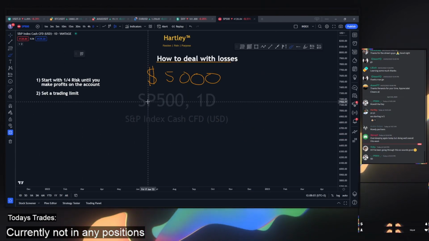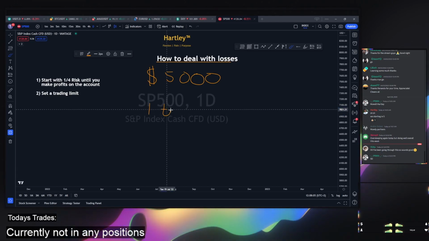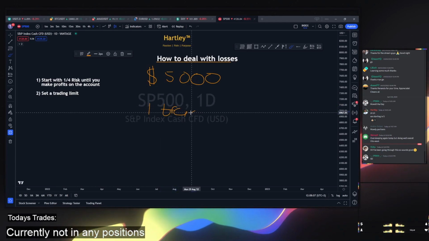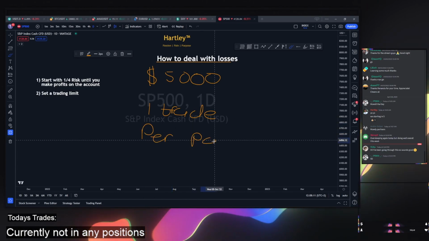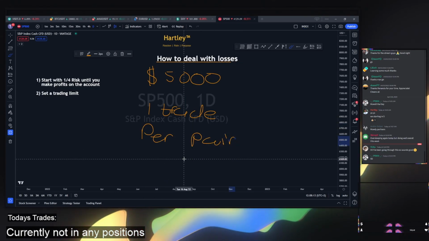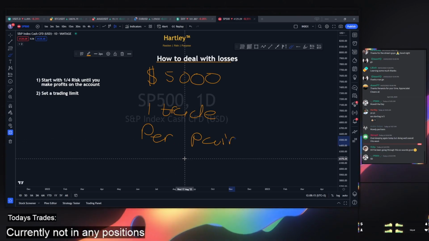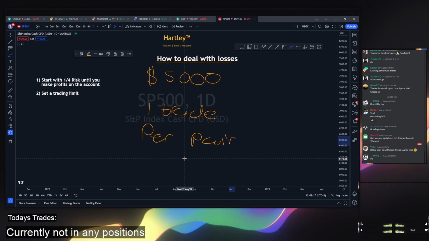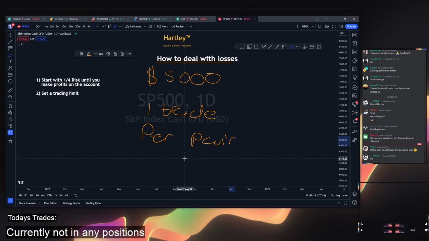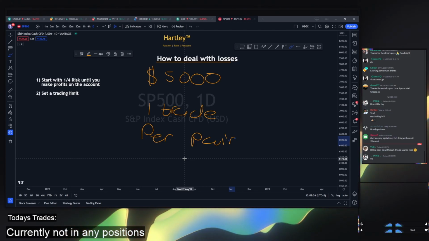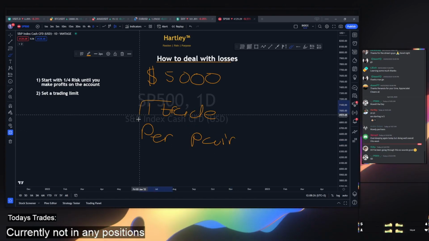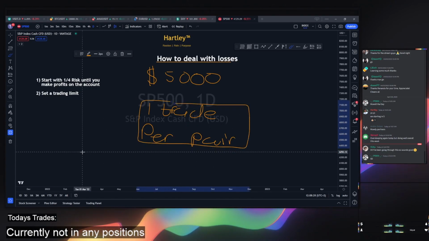Trading limit could be only one trade per pair. Okay, so if you trade Bitcoin today and you lose that trade, you can't trade that again for the rest of the day. If you take a trade on Euro USD, you cannot trade that again for the rest of the day, whether you lose the trade or win. It just stops you from getting back into the market right after you just lost a trade.